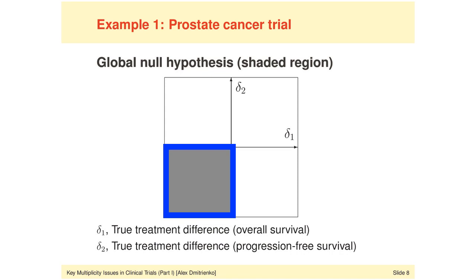The shaded area is the region in the parameter space which corresponds to the global null hypothesis. Within this shaded area, both treatment differences, both delta 1 and delta 2 are negative, and that means that there is no beneficial effect compared to placebo. The sponsor's objective is to break out of this shaded area and to demonstrate a positive effect on one or both endpoints, which will be the global alternative in this particular setting.